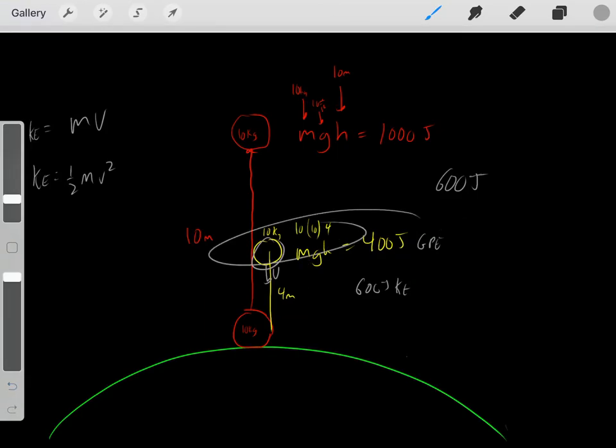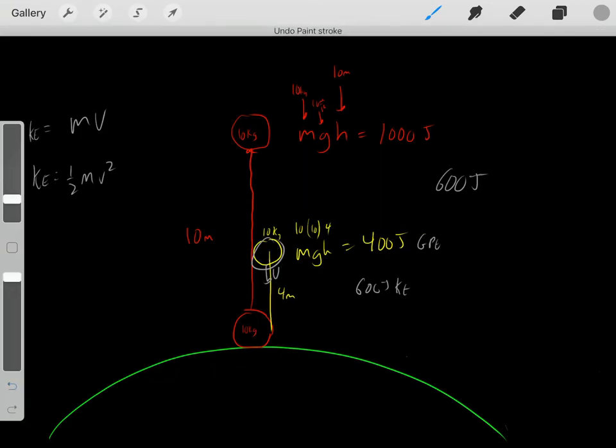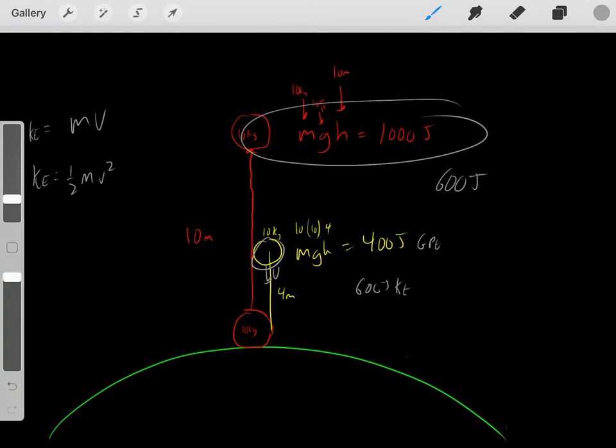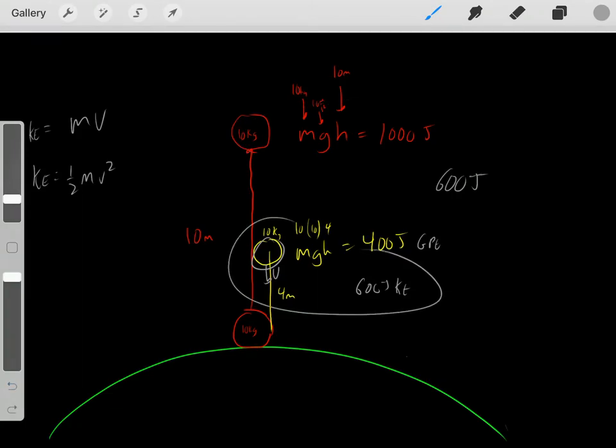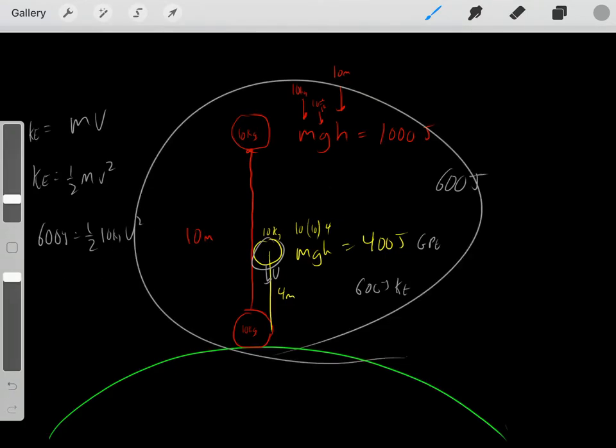So now we know this ball must have 600 joules of kinetic energy, because it has 400 joules of gravitational potential energy and in total it must have 1,000 joules, as it initially had 1,000 joules. Now we know the kinetic energy is 600 joules, and the mass is 10 kilograms, so we could solve for the velocity with some algebra if we were interested. So that's the conservation of energy.